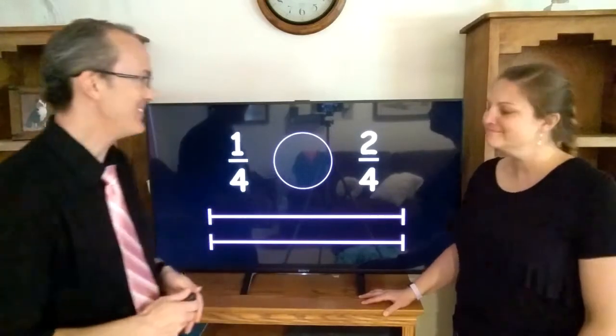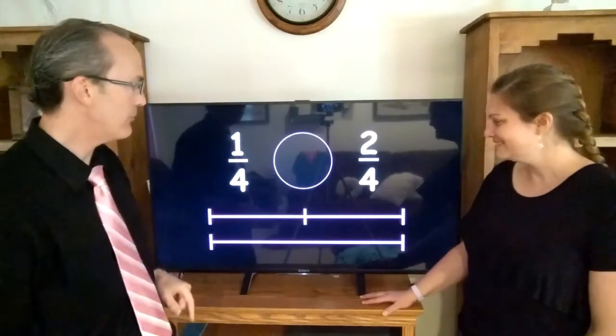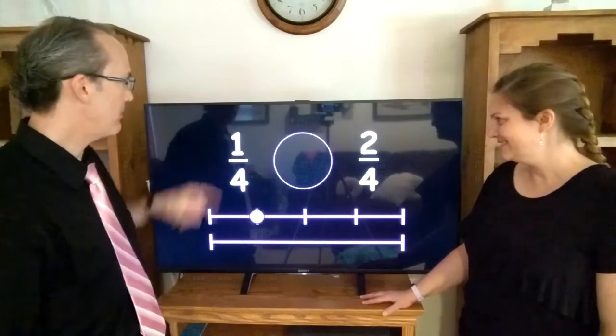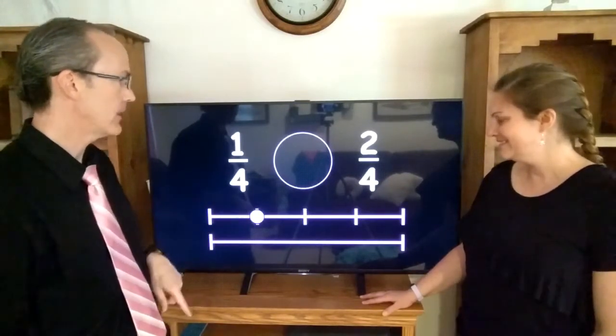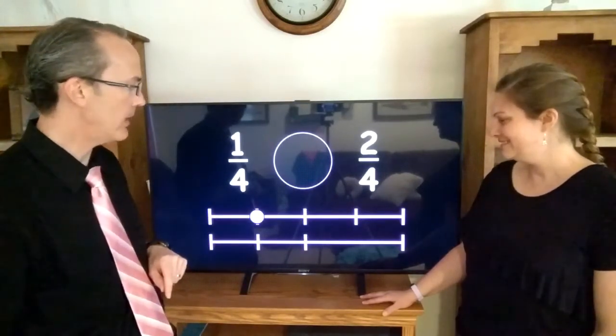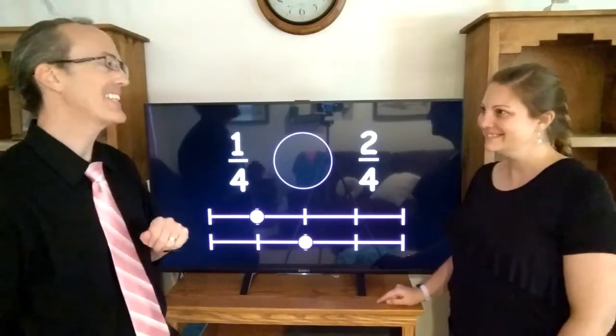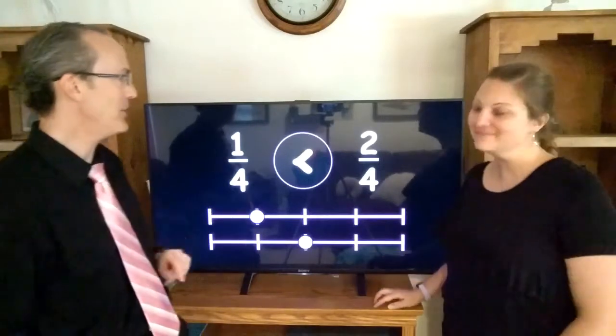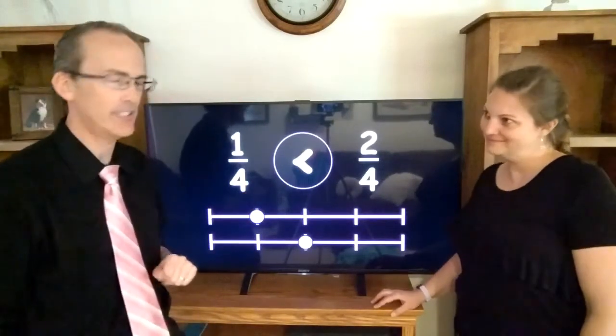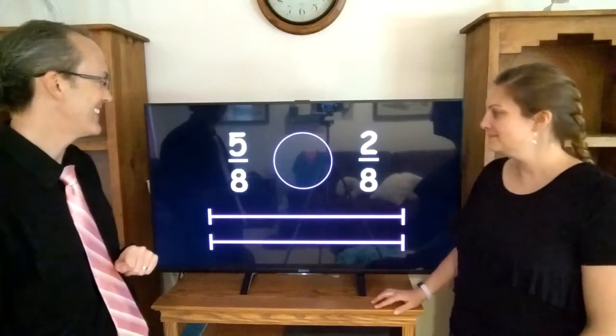I have 1/4. You have 2/4. Yeah, and 2's bigger than 1, so mine's bigger. Okay. Is she right? Okay, let's find out. I'm going to divide my line into 4 equal pieces, and I'm going to put my dot on the first piece. You're dividing yours into 4 equal pieces also, but you're putting it on the second mark. You are correct, Mrs. Mason. Nice job. 1/4 is less than 2/4. Good job.